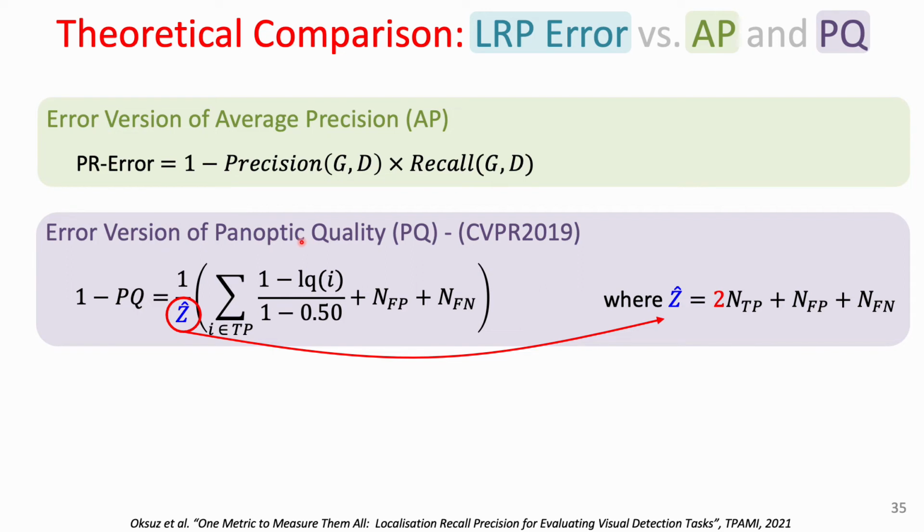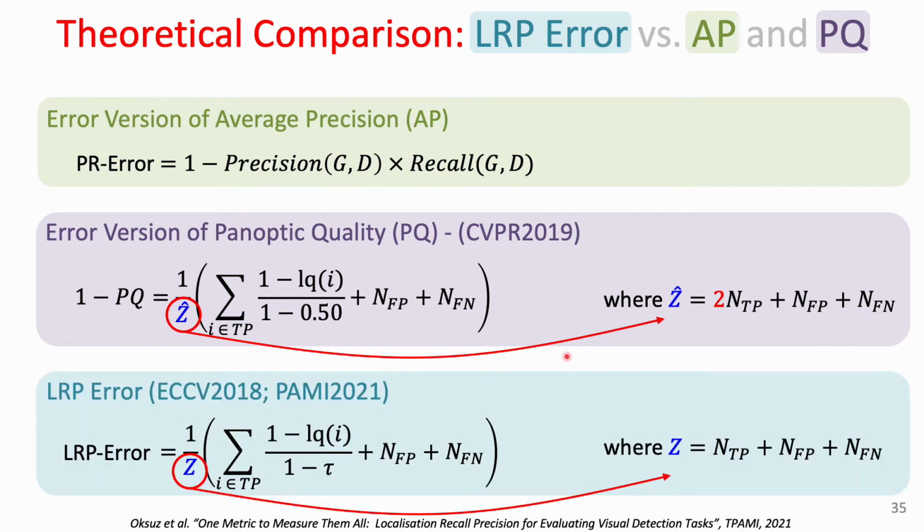Panoptic quality can be transformed into an error by subtracting it from 1. Let's call this PQ error. We can easily show that PQ error can be written in this form, where we have the number of false positives, the number of false negatives, and a normalized localization error for each true positive. The normalization here is 1 minus 0.5, where 0.5 is the localization threshold. And we have a normalization constant here, which is a summation of the number of true positives multiplied by 2, the number of false positives, and the number of false negatives.